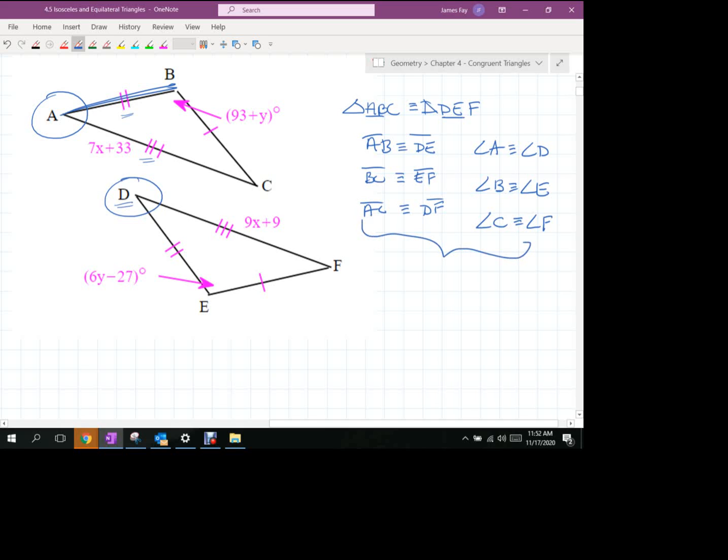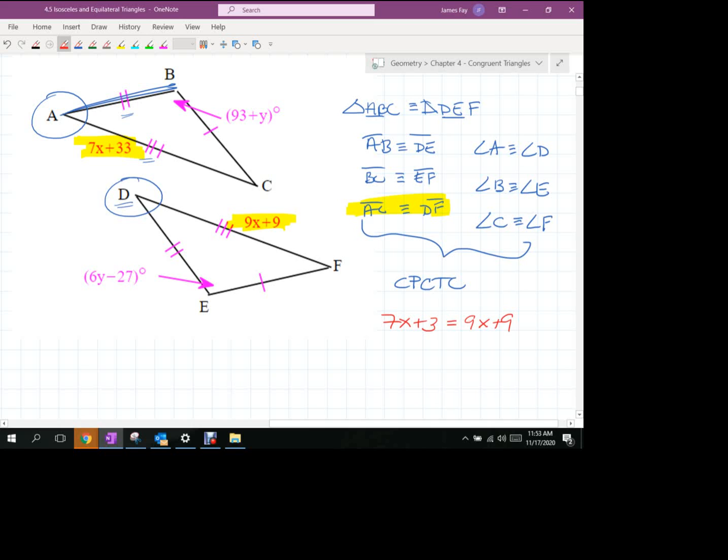All of these things are true because of what we talked about yesterday, day before, CPCTC, right? Corresponding parts of congruent triangles are congruent. So we know the triangles are congruent. We know that those corresponding parts are congruent. Now, we can combine that knowledge with what we've got going over here. They're saying AC is 7x plus 3, and DF is 9x plus 9. Well, AC and DF, that was one of our congruencies, right? So we can set that equation up: 7x plus 3 does indeed equal 9x plus 9, and we can solve that for x.